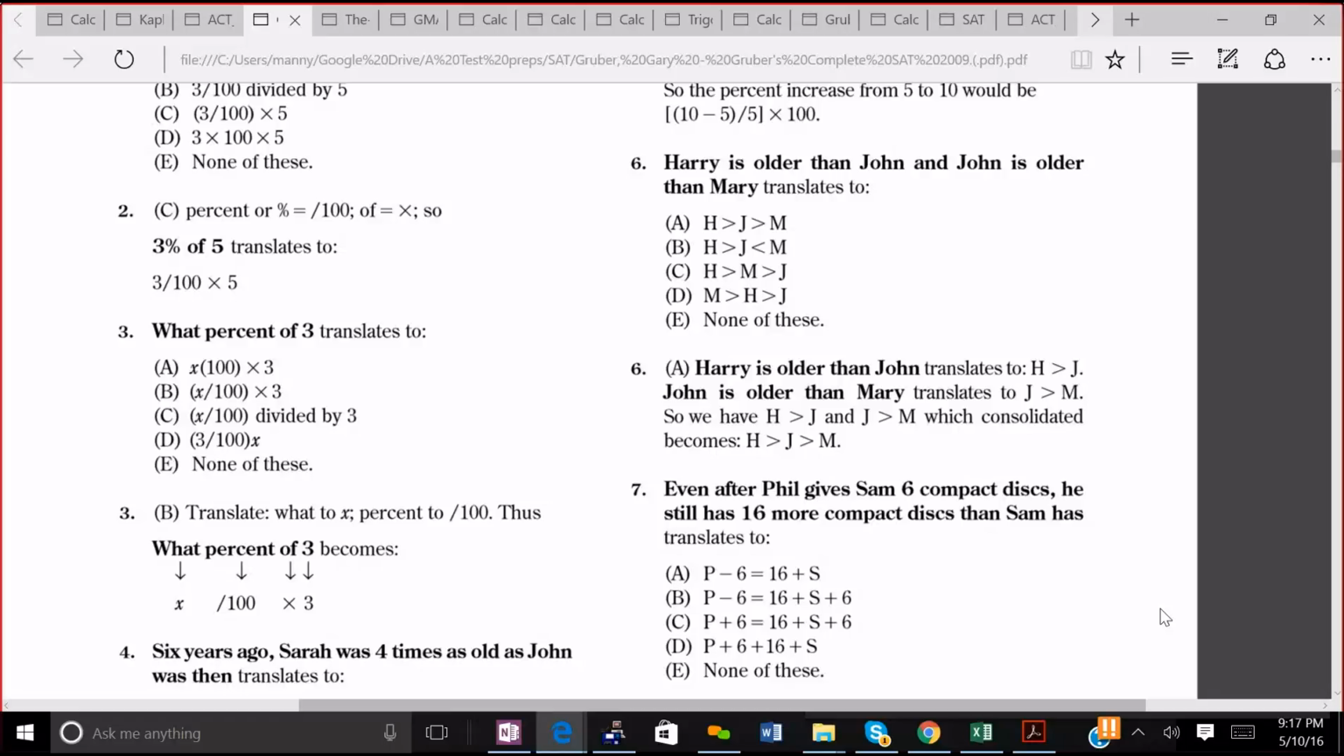So even after Phil gives Sam, so B minus 6, he still has 16 more compact discs than Sam. So S plus 16.